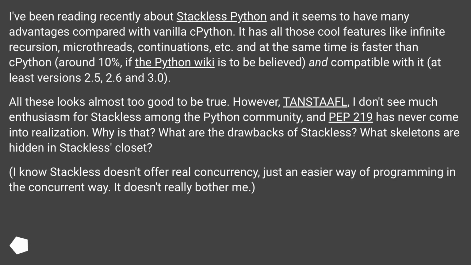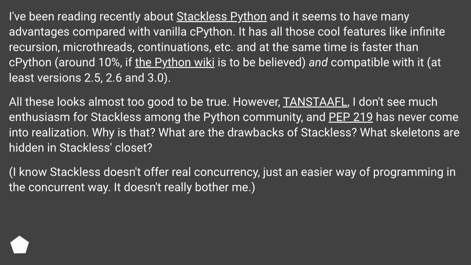I've been reading recently about Stackless Python and it seems to have many advantages compared with vanilla CPython. It has all those cool features like infinite recursion, microthreads, continuations, etc. and at the same time is faster than CPython, around 10%, if the Python wiki is to be believed, and compatible with it, at least versions 2.5, 2.6 and 3.0. All this looks almost too good to be true.